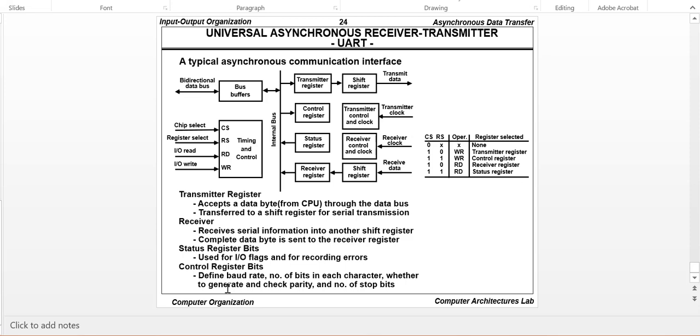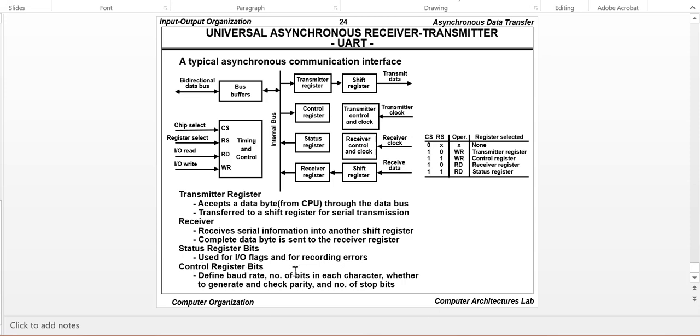For each character, if it's an 8-bit character, along with those 8 bits, two other bits will be sent. One will be a start bit, and the stop bit will be attached as well. The stop bit will be 1. Only when the number of bits in each character is known can it identify the start bit and the stop bit. Otherwise, everything will be just zeros and ones. How do we distinguish between the start bit, stop bit, and the data? So the number of bits in the character will be predefined, known beforehand.